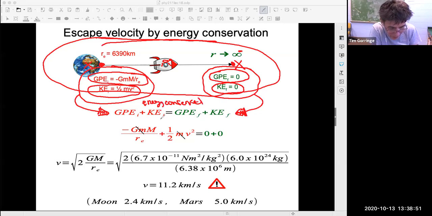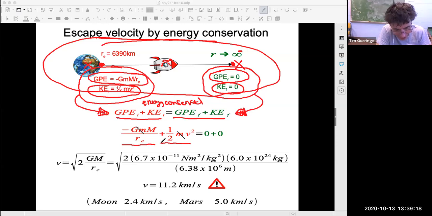And so this initial energy and this final energy, in red and green here, they must be the same. Well, that gives us a route to solving for the escape velocity, the V. If I substitute in the expression for the initial gravitational potential energy, that's here. Substitute in the expression for the initial kinetic energy, that's here. Substitute in the expressions for the final gravitational potential energy and the final kinetic energy, that's these guys here.